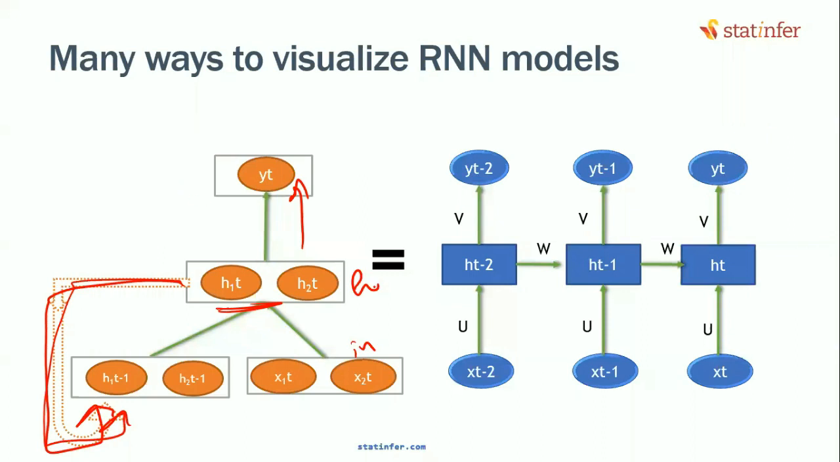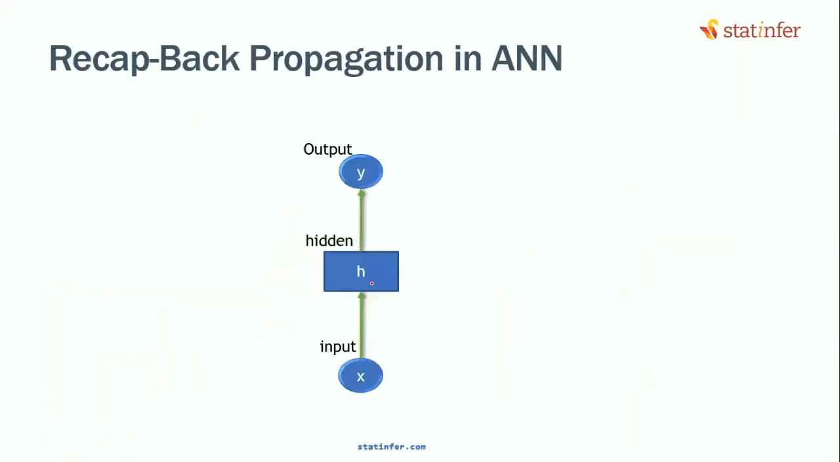Now, the way the weights are found is the usual back propagation only. If you take a single ANN, forget about RNN, you have an input layer, a hidden layer, and an output layer. What is the first step to find these weights? If I want to find these weights, what do we do? We follow the back propagation algorithm.